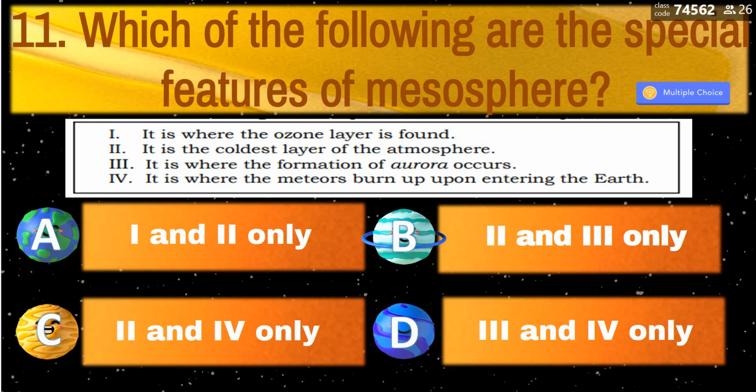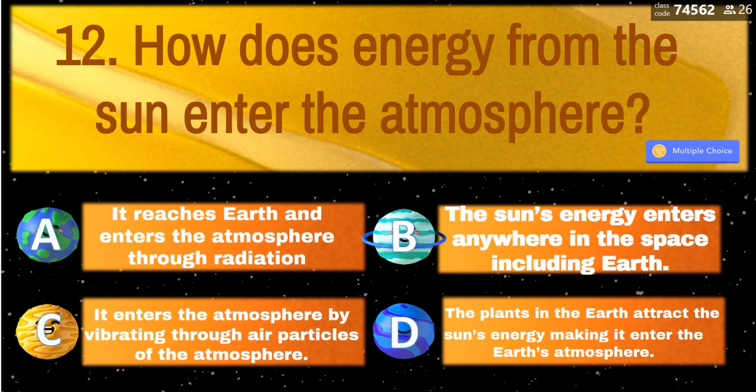And you are correct. It's 2 and 4 only. It's letter C. Number 12 question. How does energy from the sun enter the atmosphere?